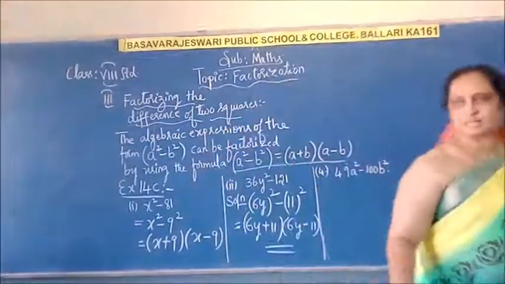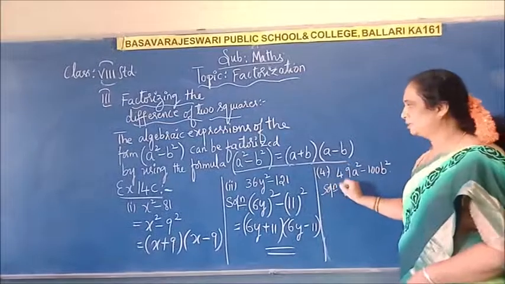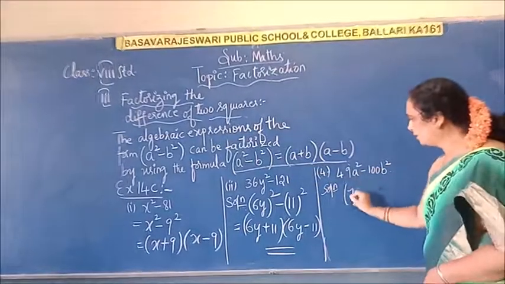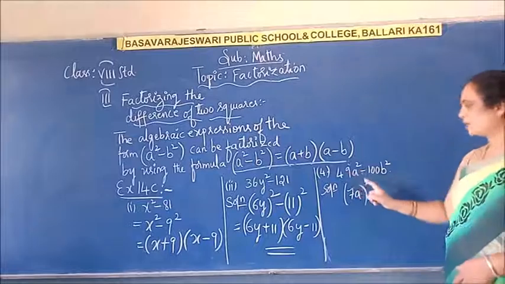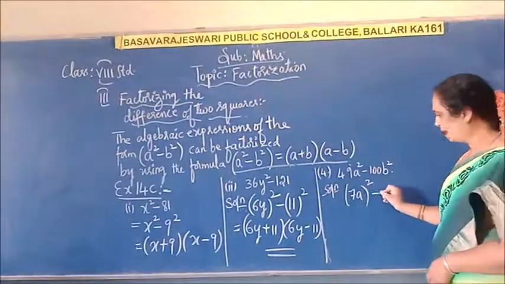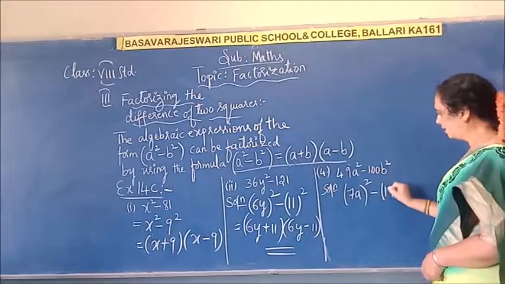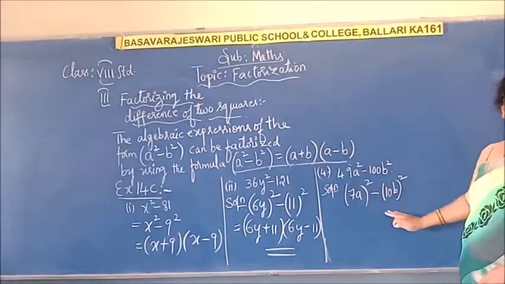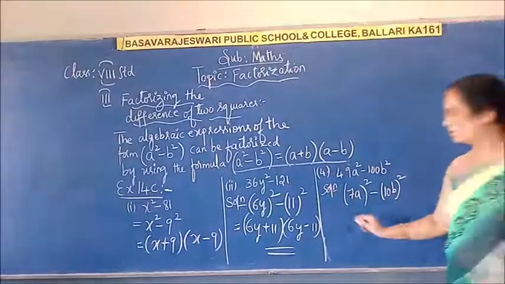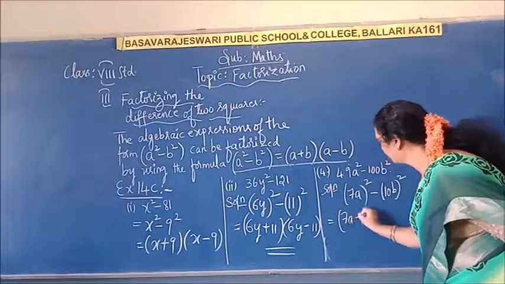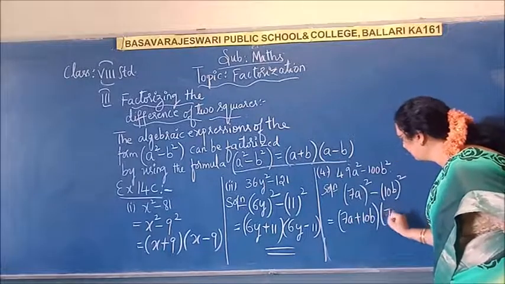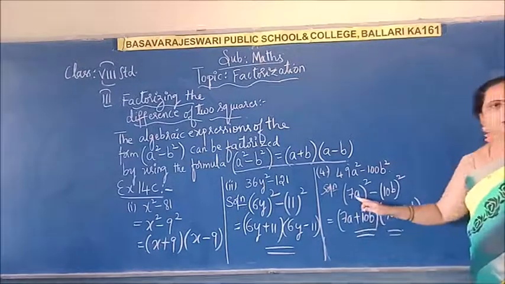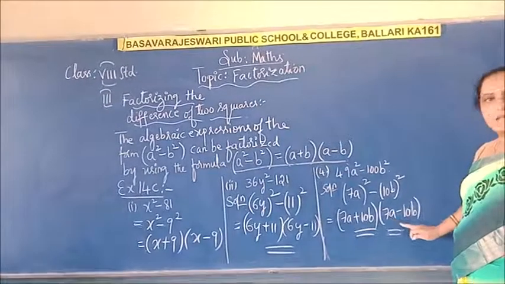Next, let me do one more sum here. Again, you have to resolve this into the form a square minus b square. So 7a whole square, because 7 square is 49 and a square written as it is, minus 100b square can be written as 10b whole square. Now I have resolved it into a square minus b square form. Now write it into its factors. So it is 7a plus 10b into 7a minus 10b.